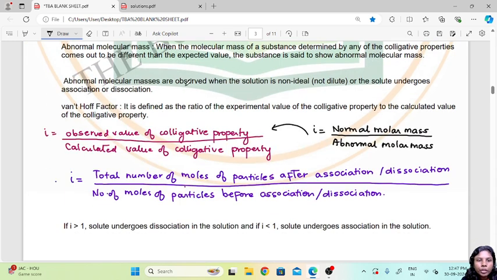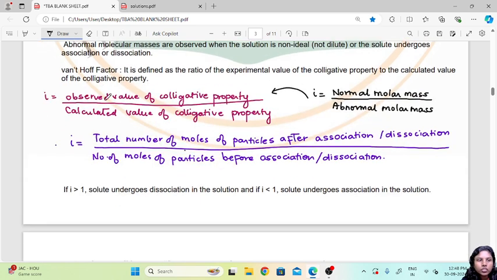Abnormal molecular masses are observed when a solution is non-ideal, that is not dilute, or when a solute undergoes association or dissociation. So only in two cases are abnormal molecular masses seen. First is when the solution is non-ideal, that is, it is highly concentrated, and second is that the solute undergoes either association or dissociation.